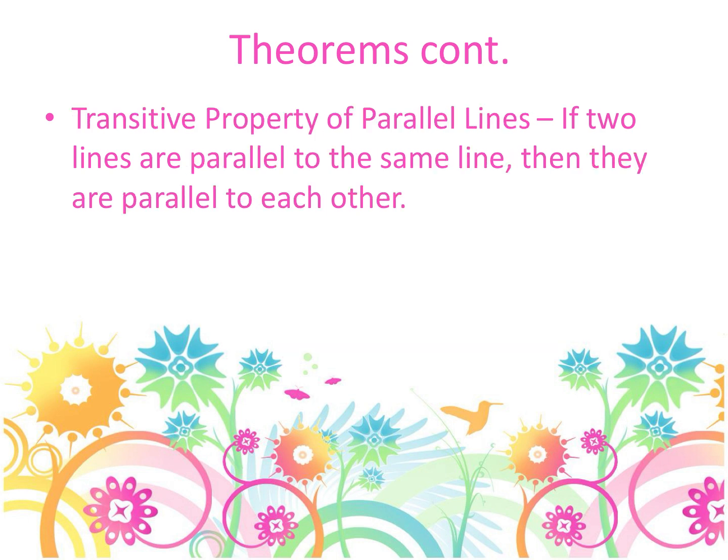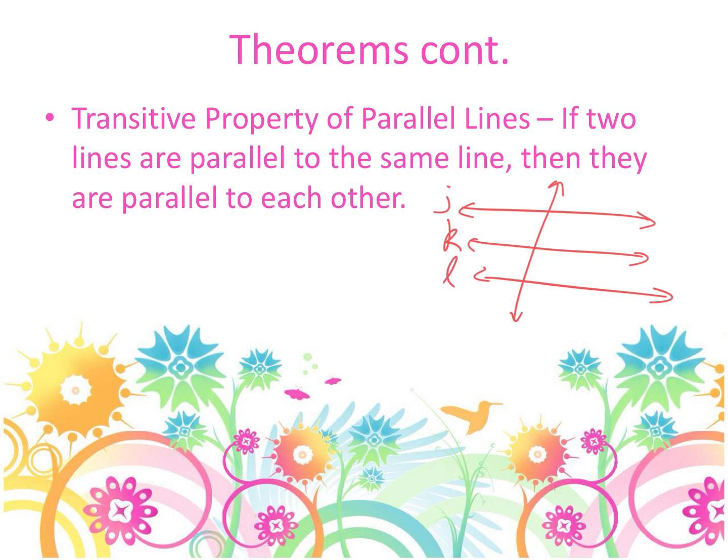This is the transitive property of parallel lines. If two lines are parallel to the same line, then they are parallel to each other. Again, I'm going to try to explain it as best as I can. Let's call this top one J, this middle one K, and this lower one L.